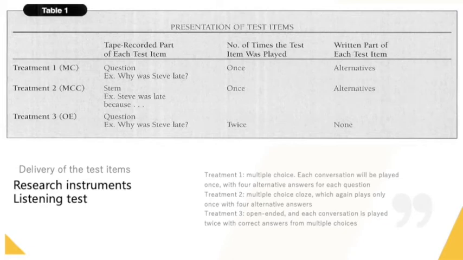The 30 questions are divided into 3 tests: test 1, 2, and 3. Each test consists of 10 dialogues and 10 questions in different question formats. As regards the formats, we can see in table 1. Treatment 1 is multiple choice, with items played only once and 4 alternative answers, as is treatment 2. Treatment 3 is open-ended questions, and the conversation will be played twice.